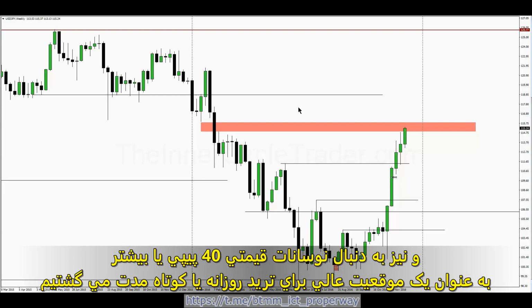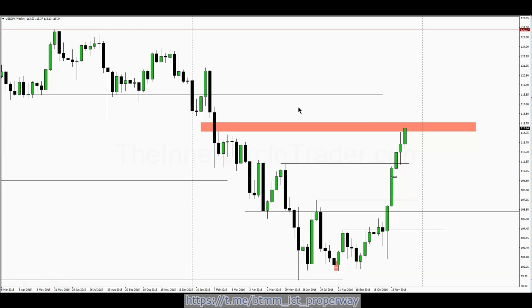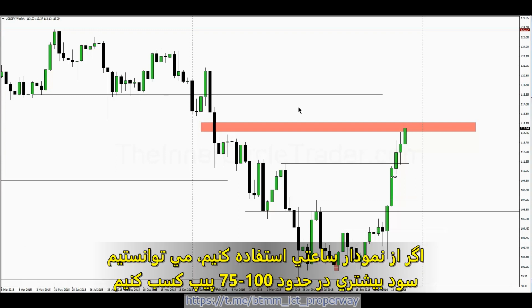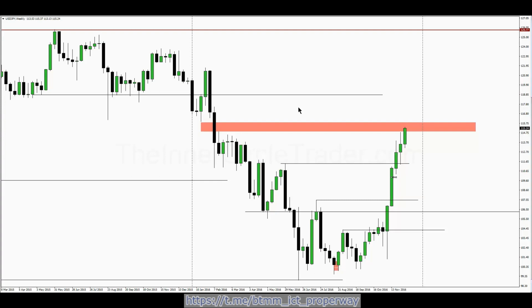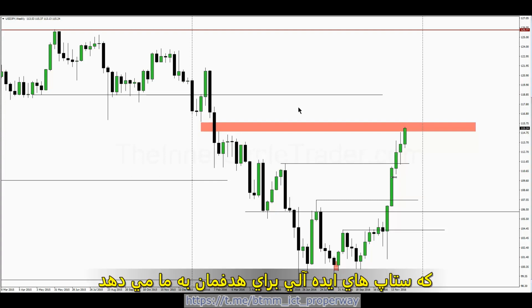And we would look for price swings of 40 pips or more as a high odds opportunity for a day trade or a short-term trade. If we use an hourly chart, we could have a little bit more potential range in terms of pips, potentially 75 to 100 pips or so. And that'll give you the ideal setups that you'll be looking for if that's your objective.